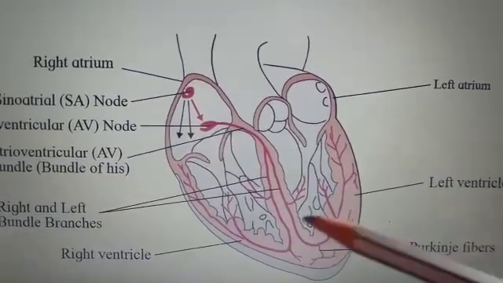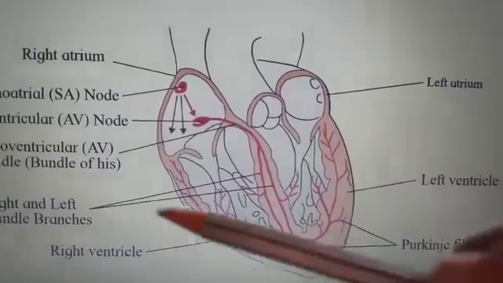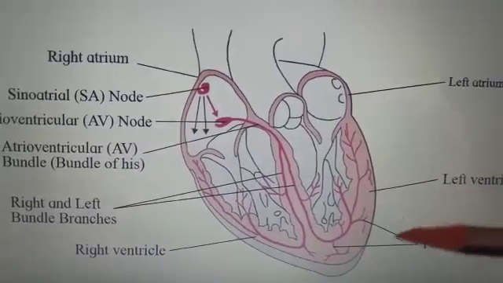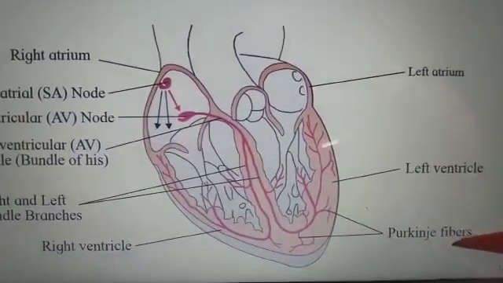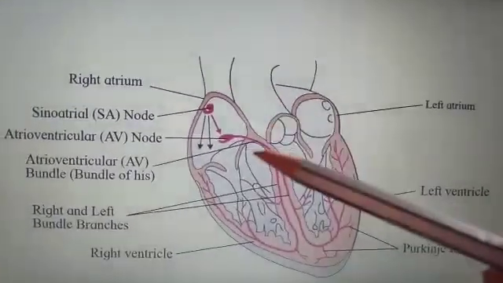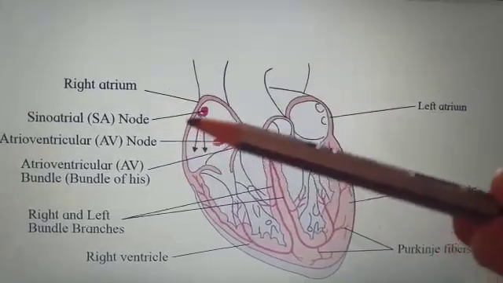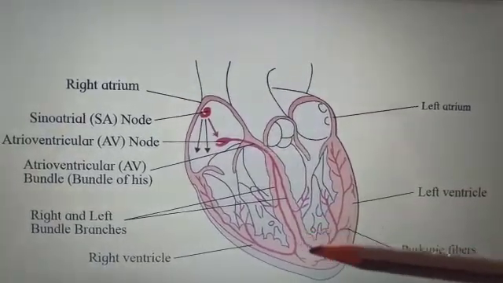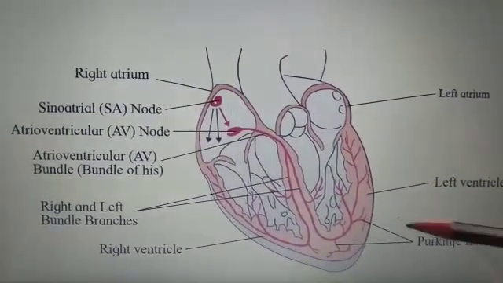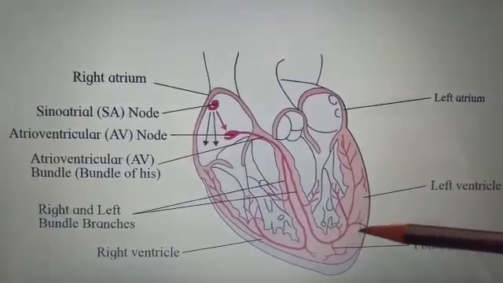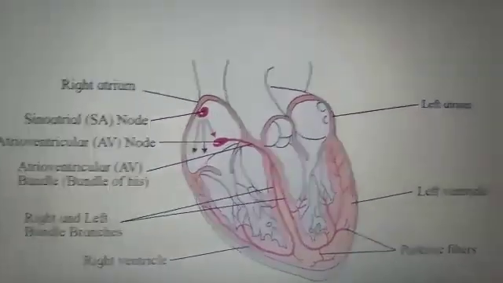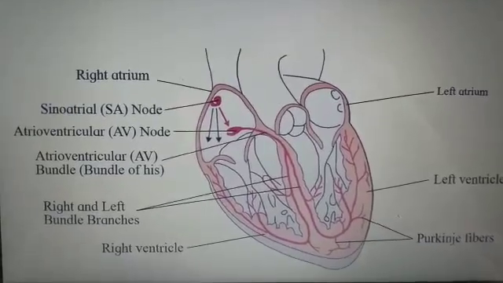These Purkinje's fibers arise from the right and left bundle of His and spread on the wall of what? The ventricle. So the fourth nodal tissue is the Purkinje's fiber. The Purkinje's fibers arise from the bundle of His. So the nodal tissue of the human heart includes the SA node, AV node, bundle of His, and Purkinje's fibers. Out of that, mainly the bundle of His and Purkinje's fibers are responsible for spreading the impulse on the wall of the ventricle, which results in the contraction of the ventricle.